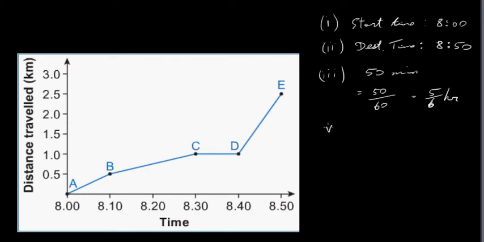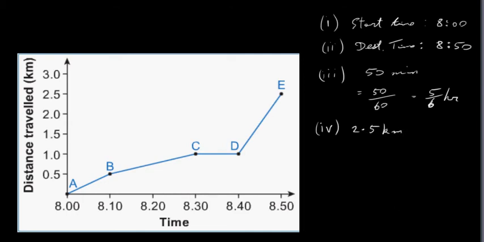You could also be asked, how far was the destination from the start point? So you need to look at E here, get a ruler and bring it across here, and you'll find that they start at 0, so it's 2.5 kilometers to the destination.